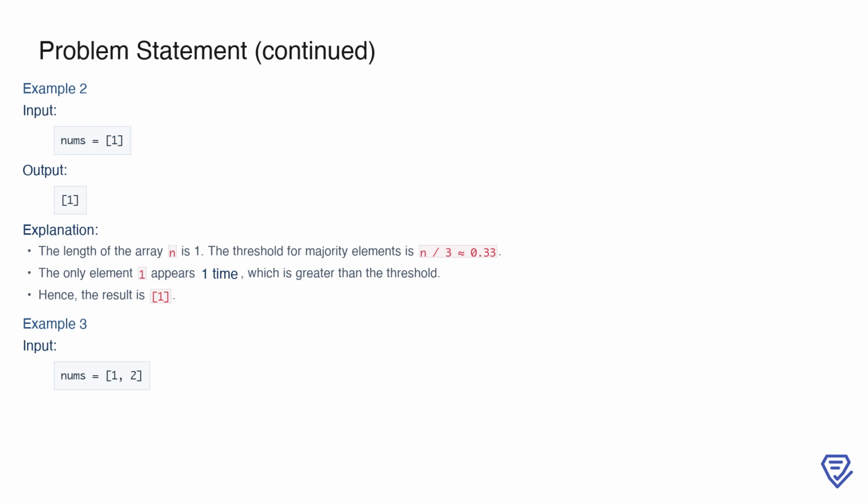Now consider the input [1, 2]. The length of the array is 2, so the threshold becomes n/3, approximately 0.67. Both 1 and 2 appear exactly once, which is greater than the threshold. As a result, the output includes both elements, [1, 2].